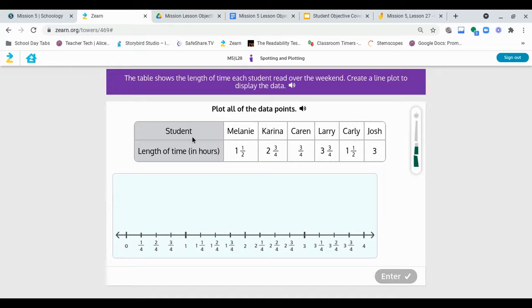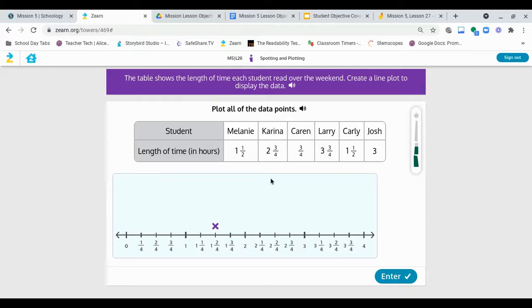Now, here's the key. Notice they're not all in the same unit, so we might have to rename some. We haven't divided this line plot into fourths, but for instance, this is 1.5. So we have to say, what is 1.5 equal to in fourths? A half is equal to how many fourths? 1/2 is equal to 2 fourths. So this is the same as saying 1 2 fourths. So I'm going to put a point here, 1 2 fourths. And again, that's the same as 1.5.